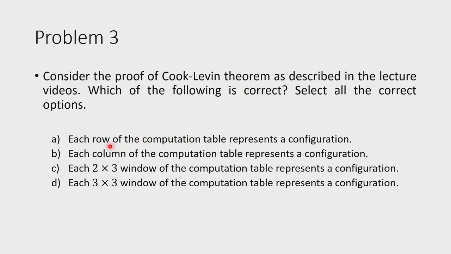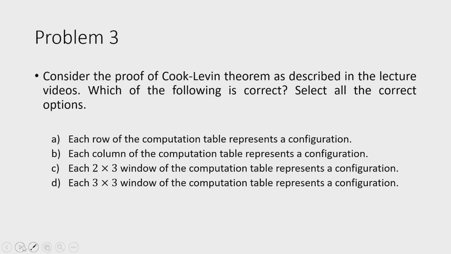The first option is every row of the computational table represents a configuration. Every column of the computation table represents a configuration. Each 2 cross 3 window of the computation table represents a configuration, and every 3 cross 3 window of the computation table represents a configuration. Would anyone of you like to answer this question?